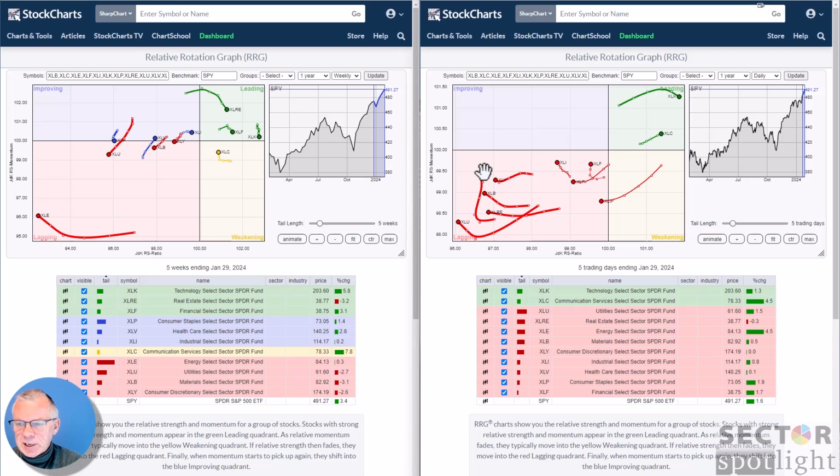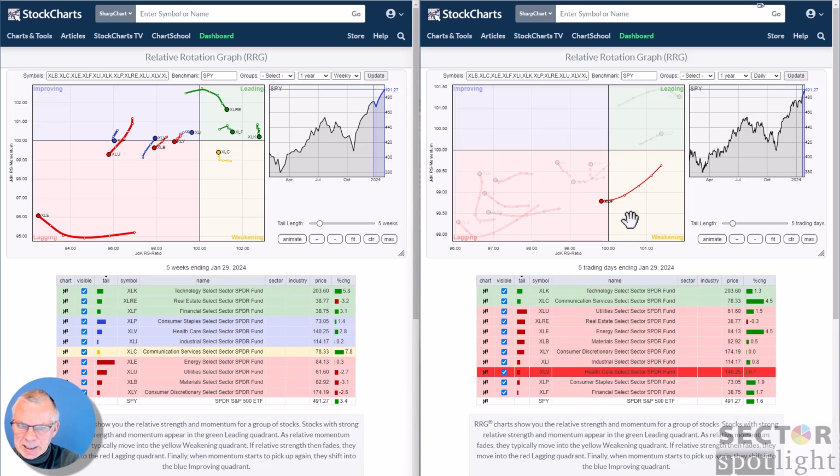If you look at financials, that is picking up inside the lagging quadrant while the weekly tail is still moving higher. So if that improvement in financials continues, we may see a syncing of those tails on both weekly and daily for the financial sector as well. And then we have technology, and technology here on the daily is moving, this is healthcare.